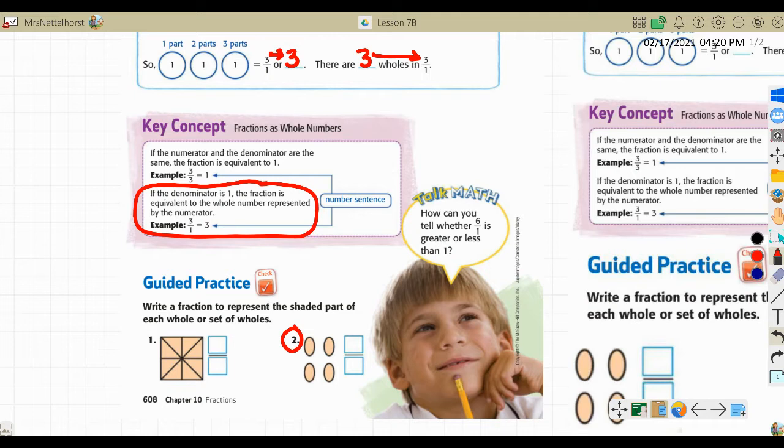Okay, so I want you to write the fraction for the 4 wholes that are there, and you're going to pause your video and then come back. Okay, so I have 1 whole, 2 wholes, 3 wholes, 4 wholes. So I have 4 1-wholes. That should be your fraction.